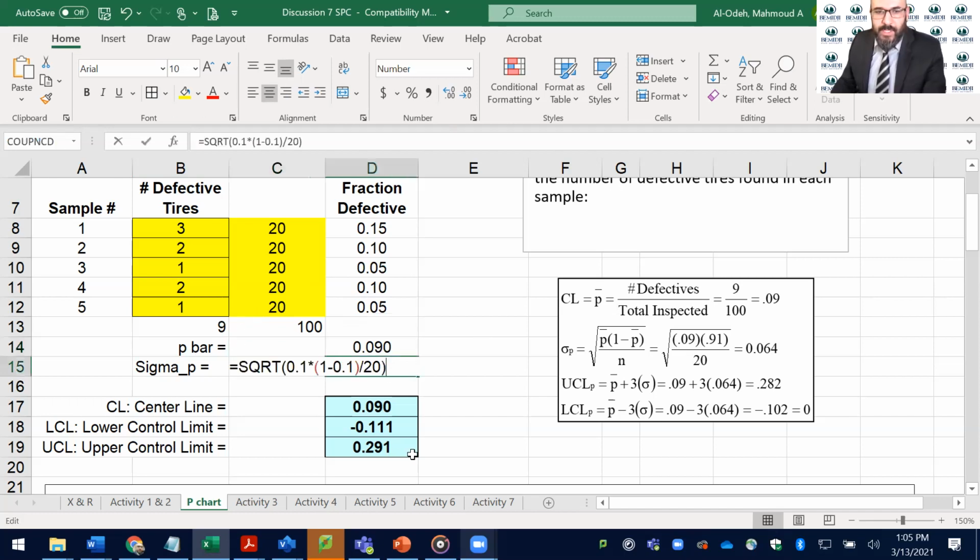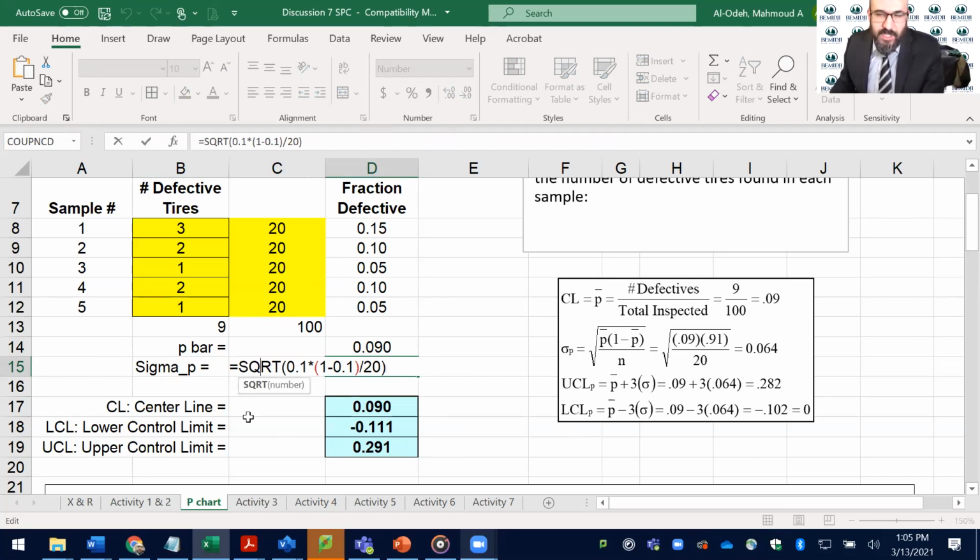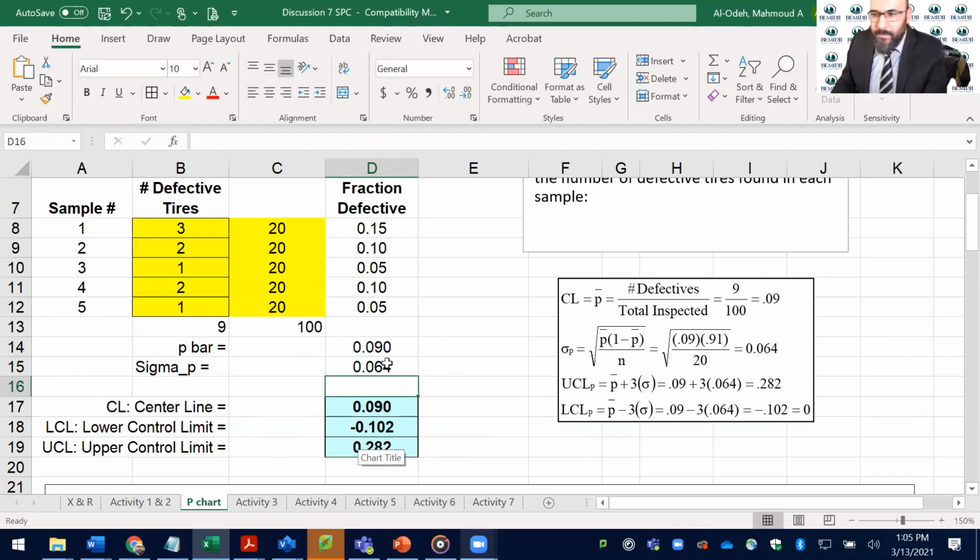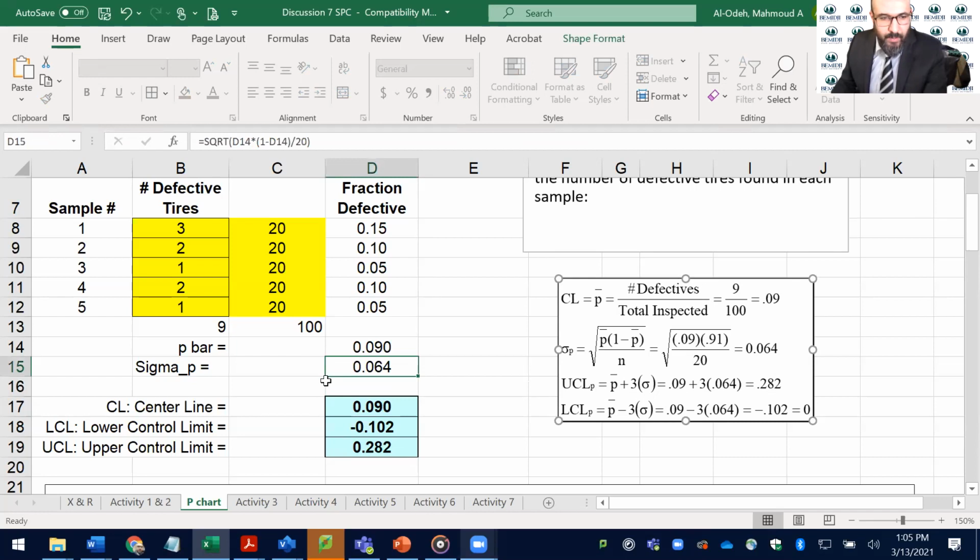Now the next step, we need to find out the sigma, and I'm following these equations. The second equation would be finding the standard deviation for the process, the square root. There's a function in Excel called square root, times P average, which is 0.09. P is not 0.1 here. It would be 0.09 times 1 minus 0.09 again, and that would give you 0.064. Yep, that's what we got here, as you see from the equation.